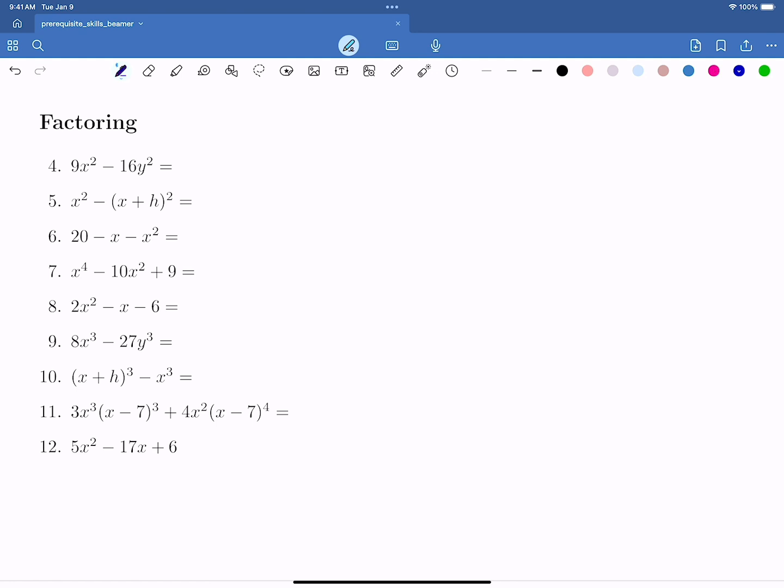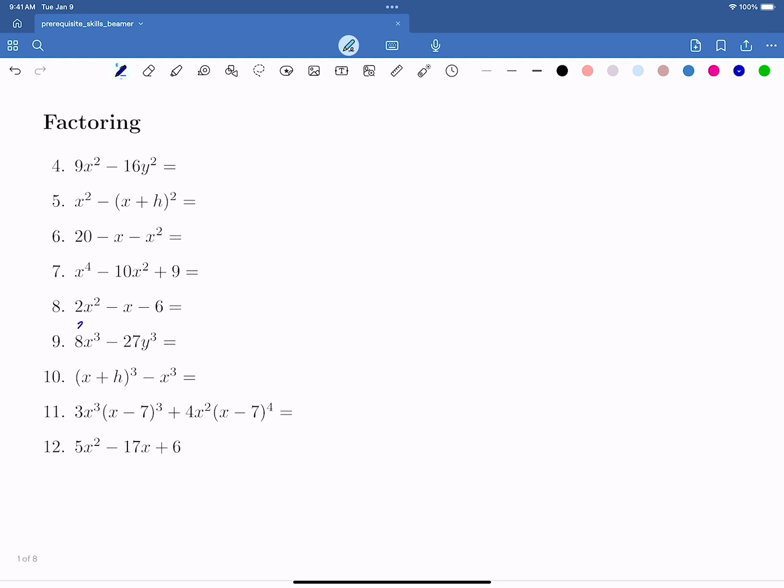Number 9, we have the difference of cubes. These are perfect cubes. 8x cubed is (2x) cubed. 27y cubed is (3y) cubed. We have the difference of cubes. So I'm going to use the pattern for difference of cubes.